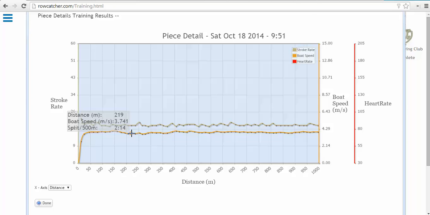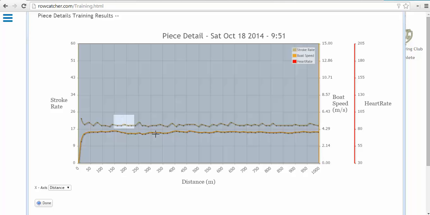Again, the splits here are by GPS, so we are taking an average of various different GPS reported distances to calculate the speed. We can also see up here, if we hover over this line, this is the stroke rate, so it was a pretty low rate piece that was being done. Rate is about 19 to 20 throughout the whole thing. It's pretty consistent.